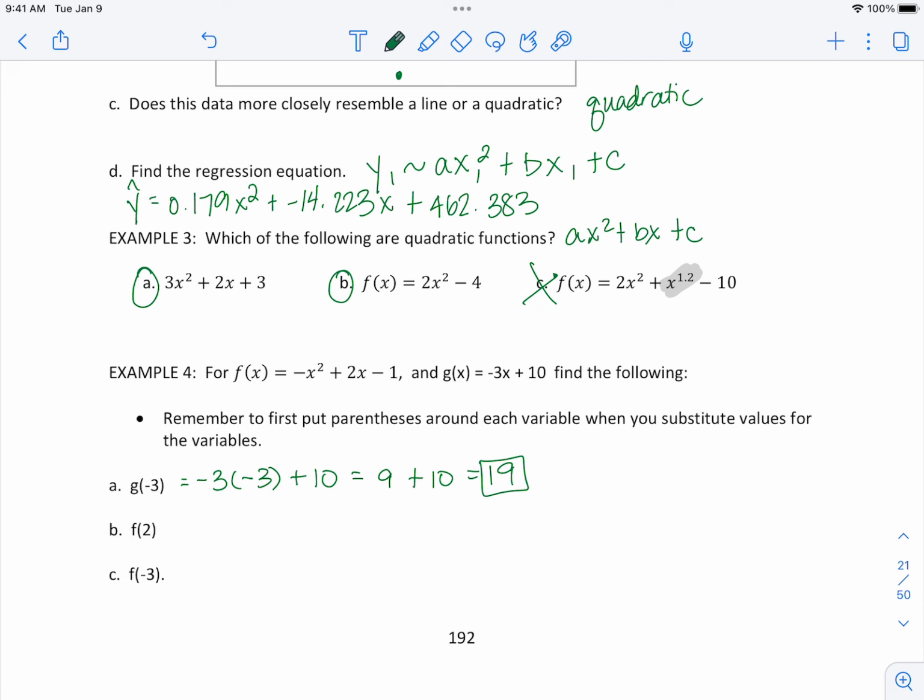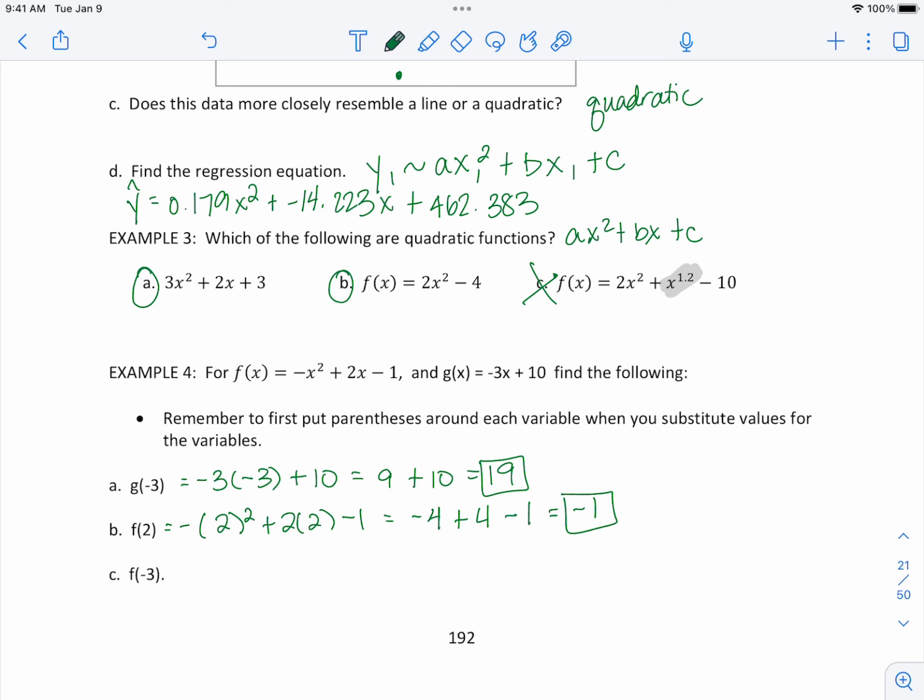Next we have f of 2. So I have negative times 2 squared plus 2 times 2 minus 1. 2 squared is 4 times the negative is negative 4. 2 times 2 is plus 4 minus 1. Negative 4 plus 4 is 0. Minus 1 is negative 1.